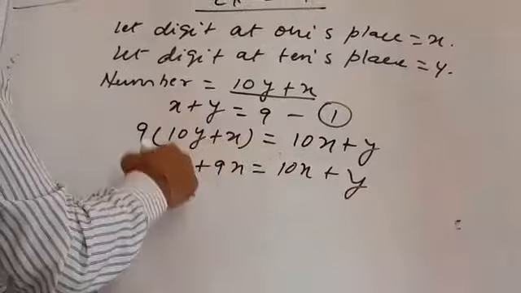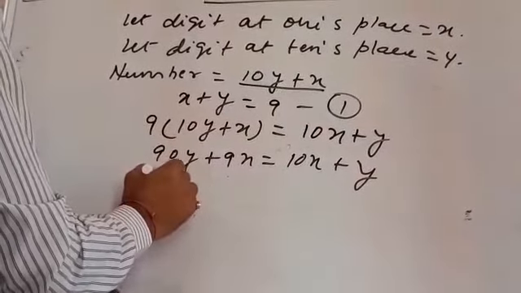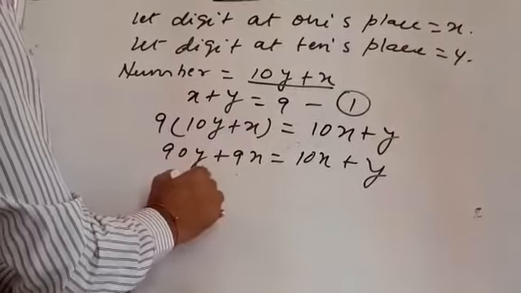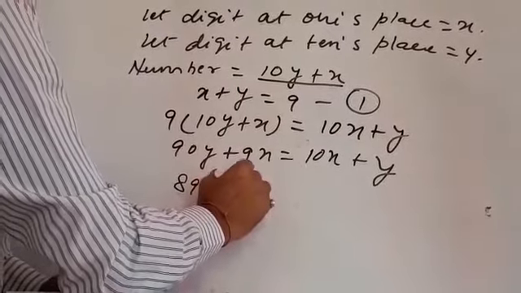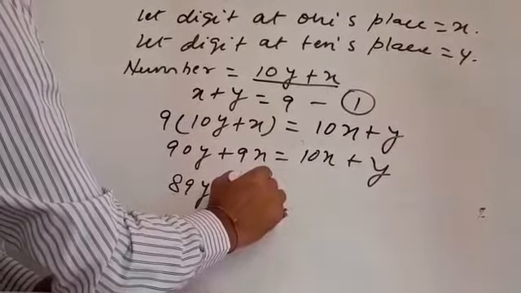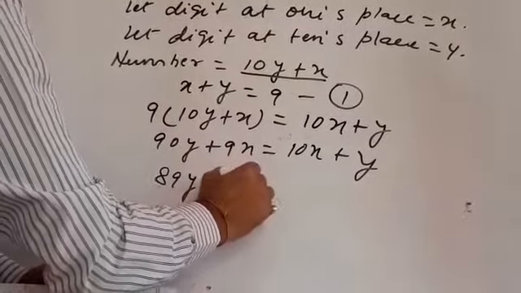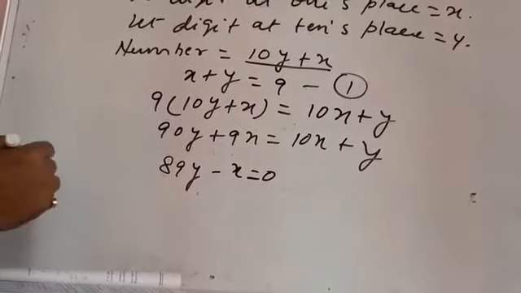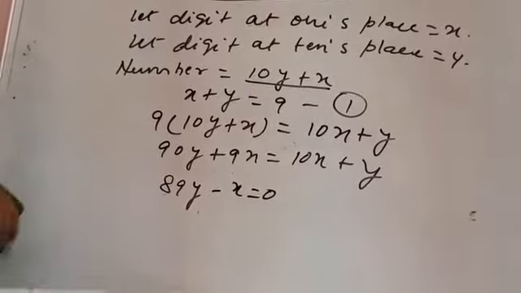So this gives this. If we are bringing both of these together, it is 90y minus y, which is 89y, minus x is equal to 0.